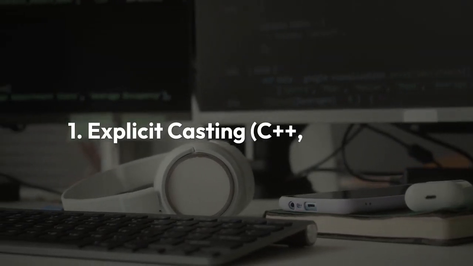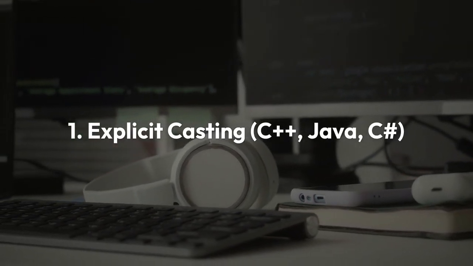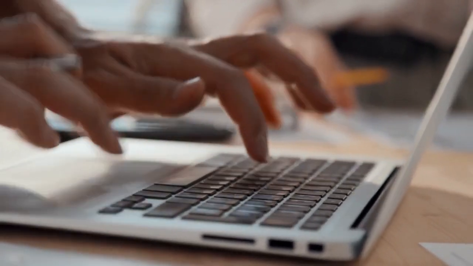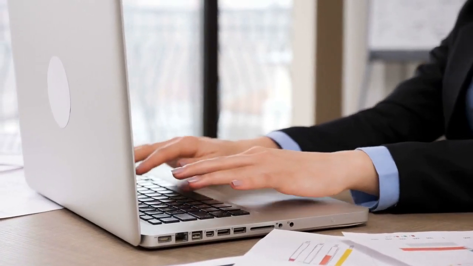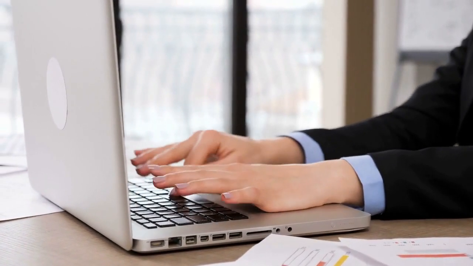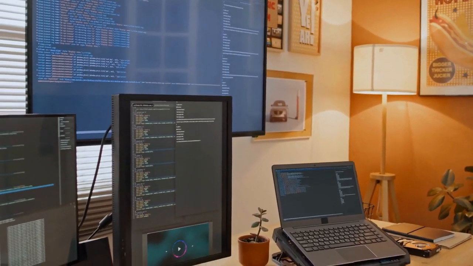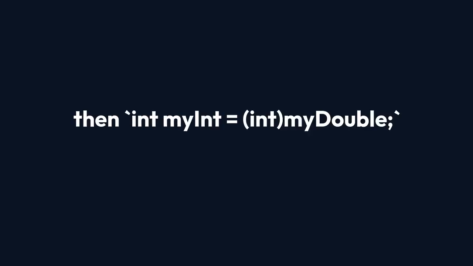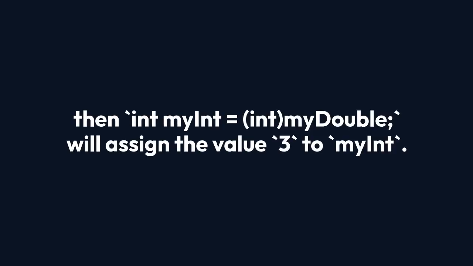1. Explicit casting: C++, Java, C#. Many languages allow direct type casting. This usually performs truncation. It simply discards the fractional part. For example, in C++, if you have double myDouble equals 3.14159, then int myInt equals int(myDouble) will assign the value 3 to myInt.